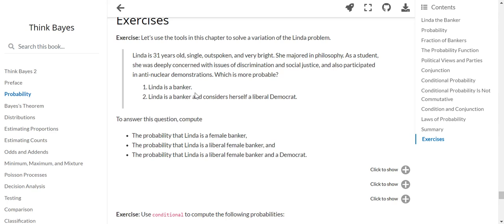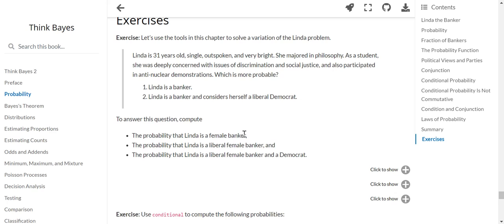Linda is a banker should be the easier answer, because first of all we'll have a sample space of people. Out of them we'll find all the people who fit this particular spectrum. So out of these, if we impose multiple conditions, that would obviously at max be equivalent or narrow down.